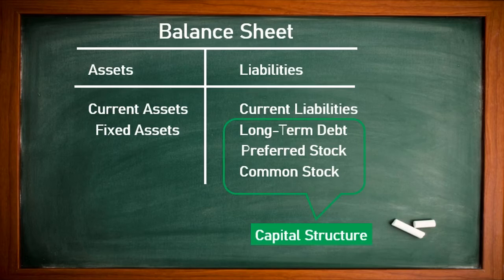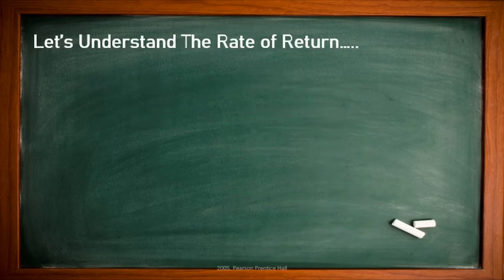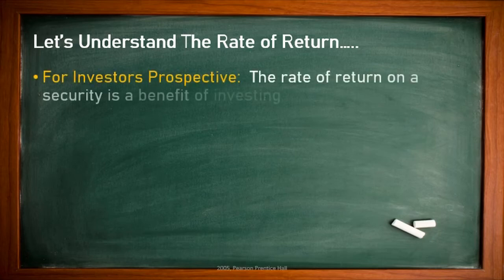It means we have to understand what cost our investors are going to bear when they are investing in this type of capital structure. So let's continue and understand the rate of return first. As I told you, here we have two perspectives, and I am going to discuss both perspectives in our video. First, let's take a look at the investors' perspective. It means what investors get when they invest any amount in any corporation. The rate of return on a security is the benefit of investing. It means whenever you plan to invest, you get some return against your investment.